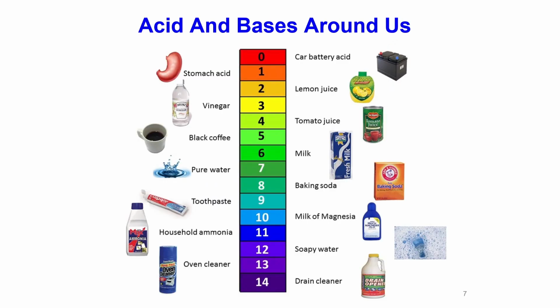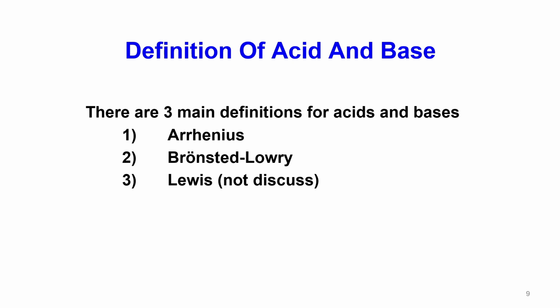Okay, example for acid and base around us. So we have strong acid, which is pH 1, pH 2, okay, and strong base pH 14, pH 13. Definition for acid and base. Okay, we will cover Arrhenius and Bronsted and Lowry only.